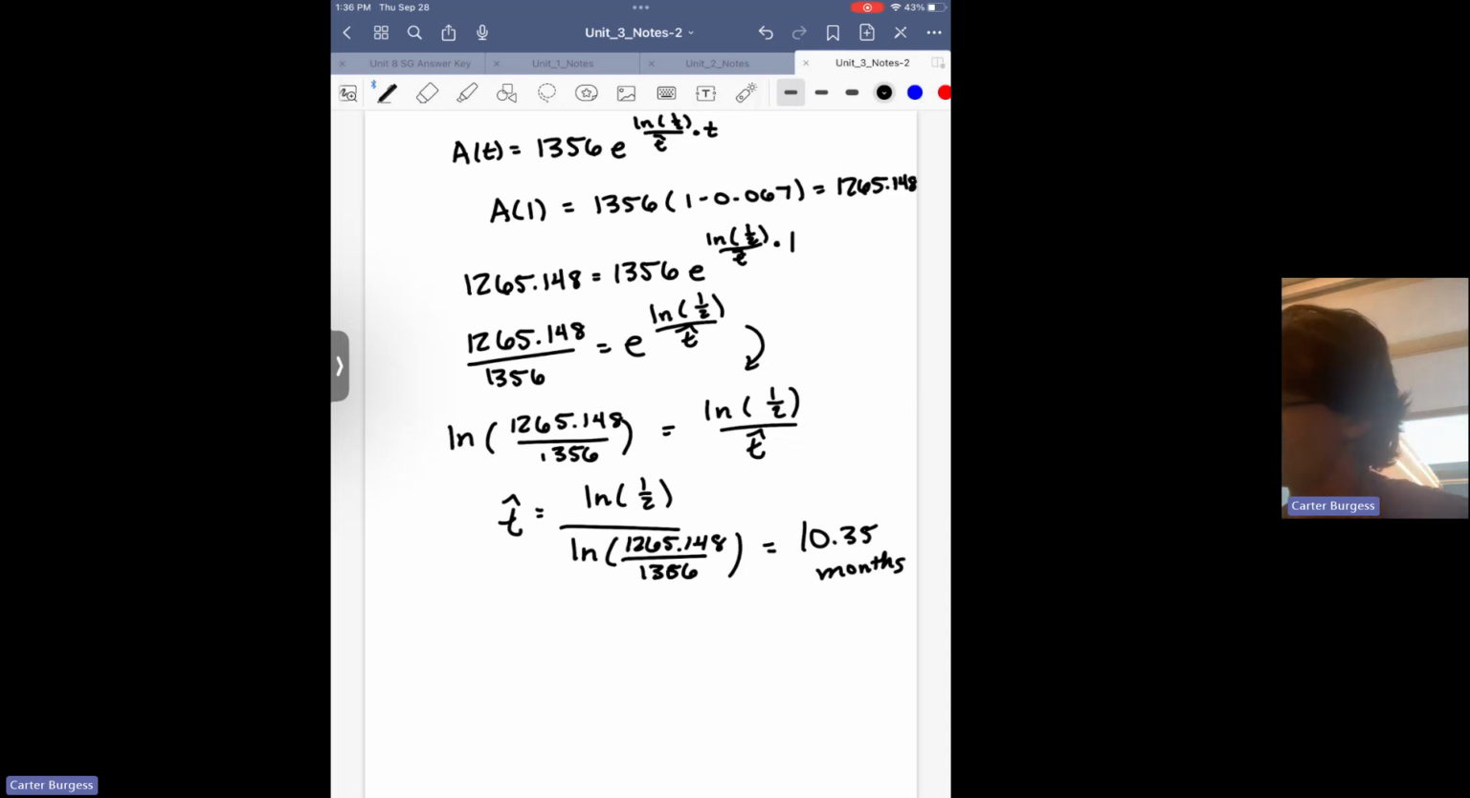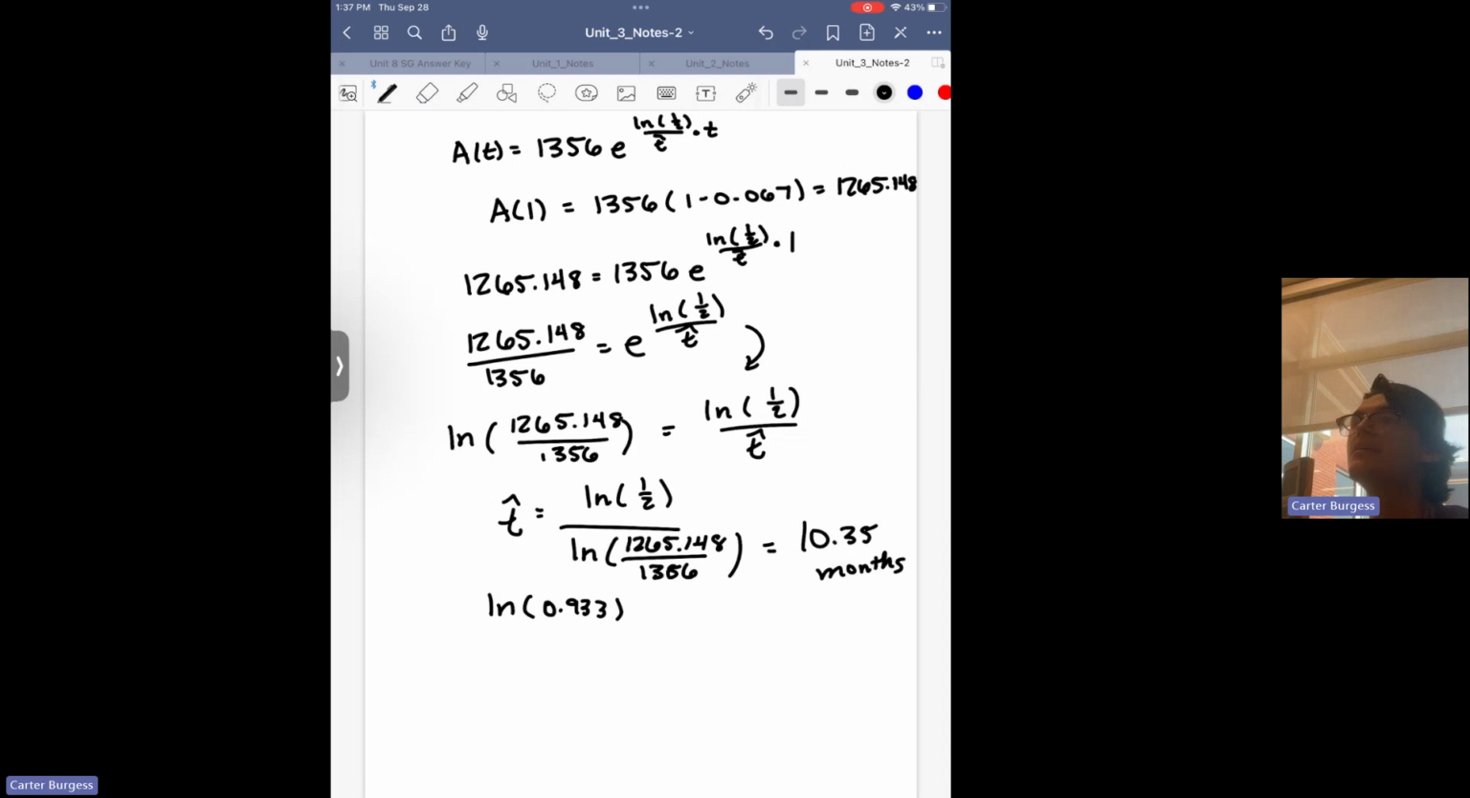Could be wrong about that, but would be my guess. And I would just say be very careful. You can put in ln of 0.933, but what I would actually do for your calculator is go up and copy your answer and then do ln of that copied answer, just so you don't lose precision to rounding.